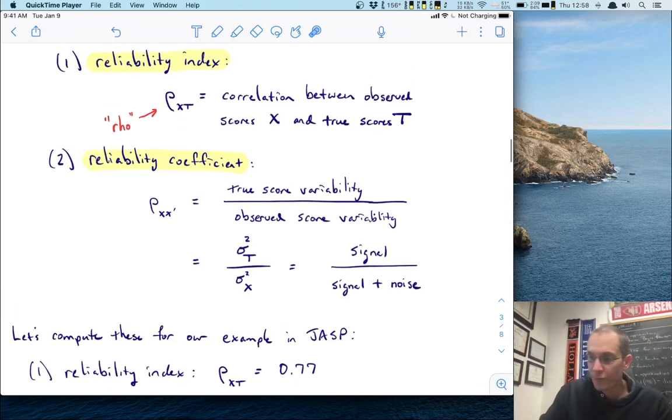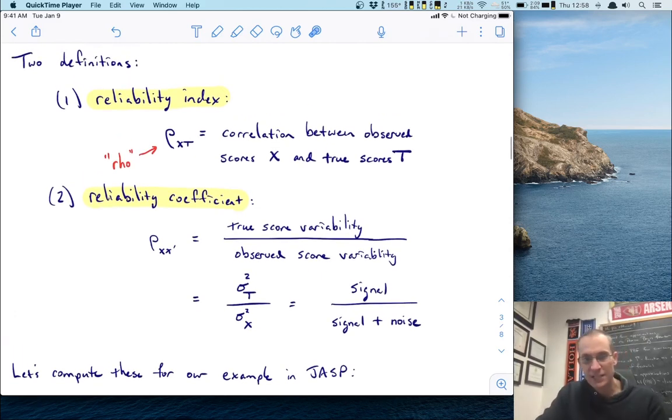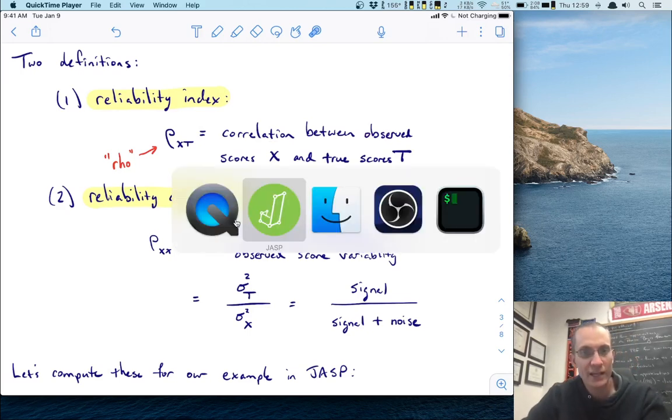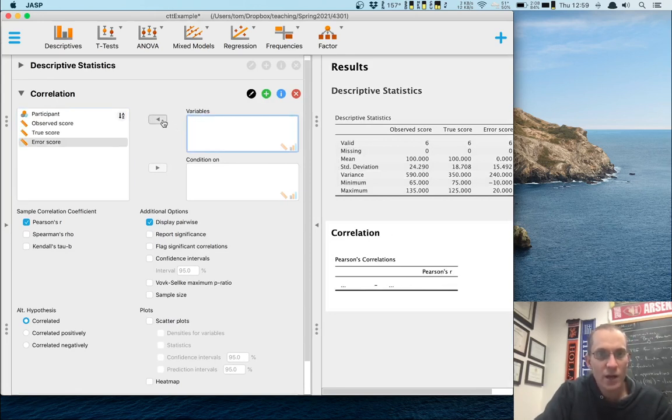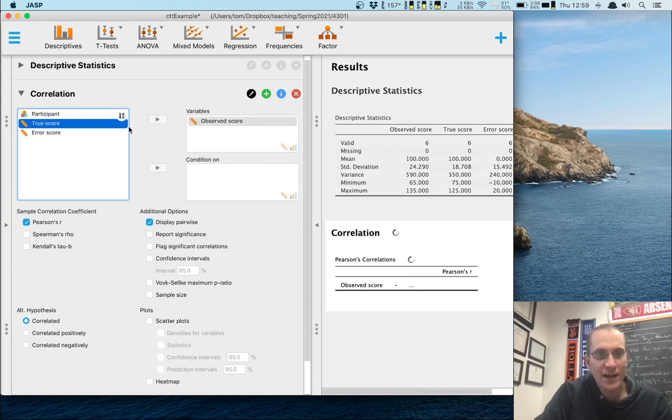So let's compute these for our example in JASP. Before I jump to the answers here, we're going to pop over to JASP and do some calculations. But let's start with the reliability index. The reliability index is the correlation between the observed scores and the true scores. Well, I bet we can do that in JASP. Let's go back to the data here. Let's just put these all back over here and start from scratch. We want the correlation between the observed score and the true score. And we do that and we see we get a correlation of 0.770.